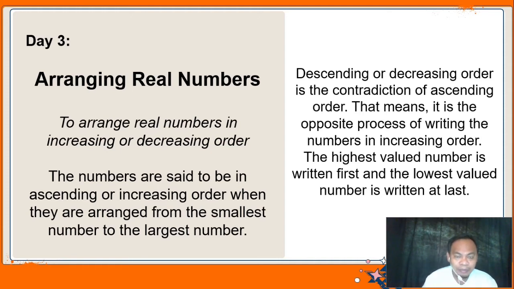Okay, so for example, sa ating increasing or ascending, we have 5, 6, 7, 8, increasing or ascending from smallest to largest number. Sa ating descending or decreasing, for example, we have 9, 8, 7, 6, 5, from highest value down to the lowest value.